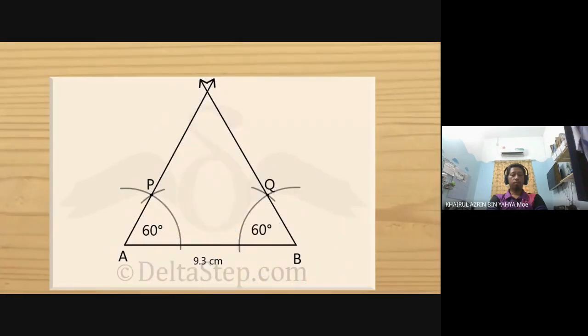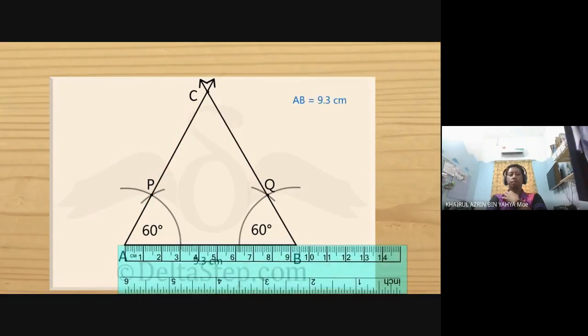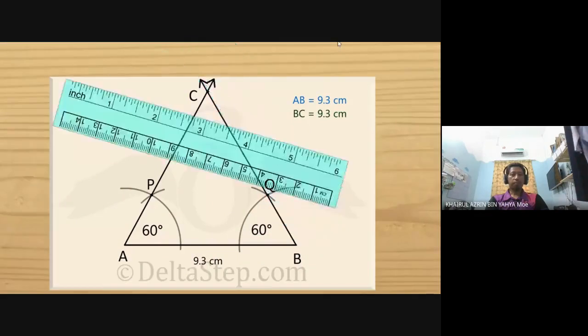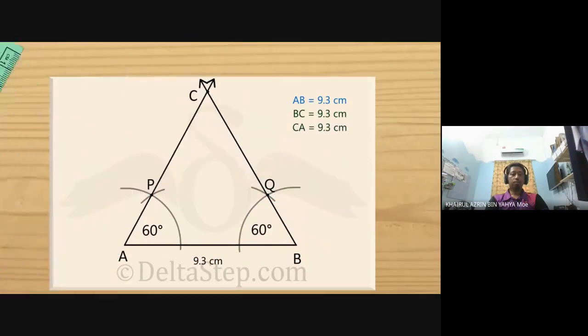Now, both the rays will meet or intersect at a point. This point is the third vertex of the triangle, that is point C. So now our required equilateral triangle ABC is constructed. We can verify it by measuring the sides AB, BC and CA using a ruler. We observe that each of the three sides measures 9.3 centimeter.